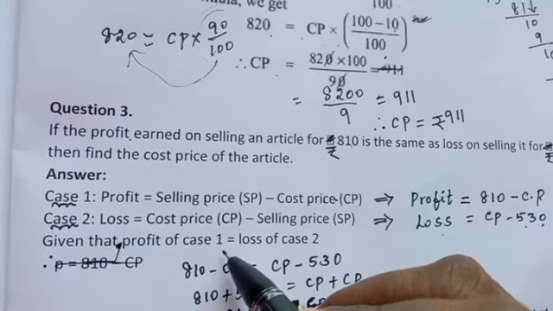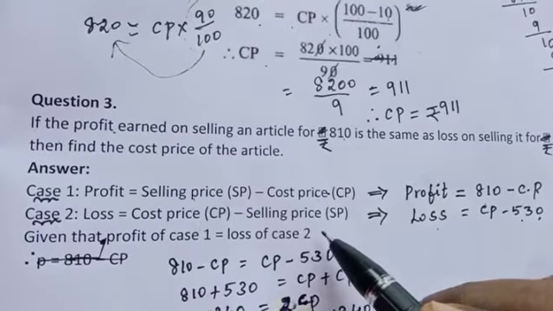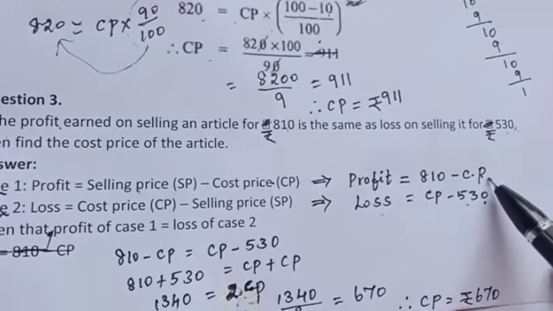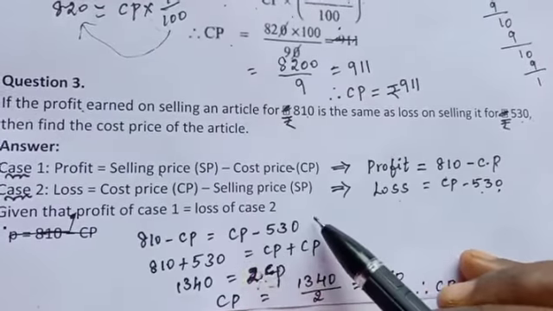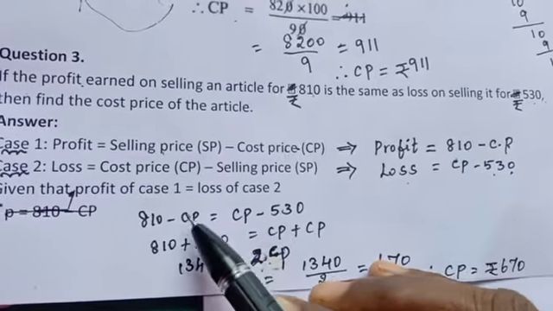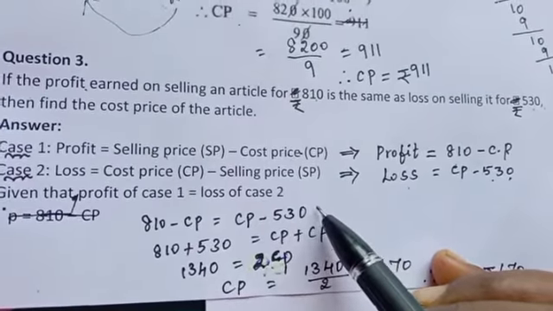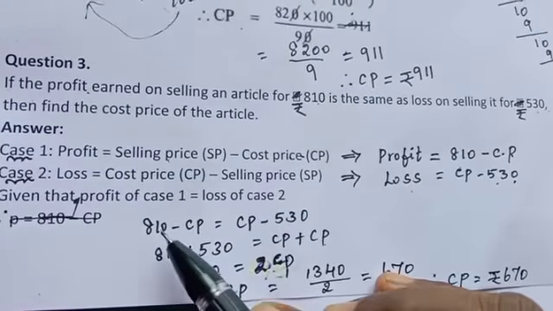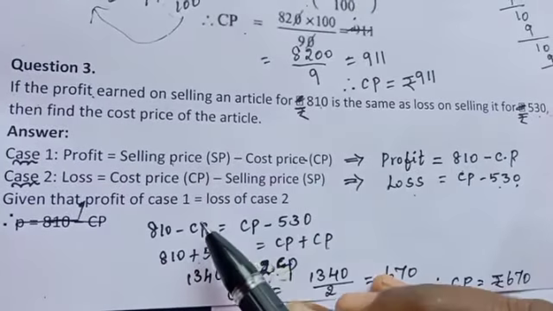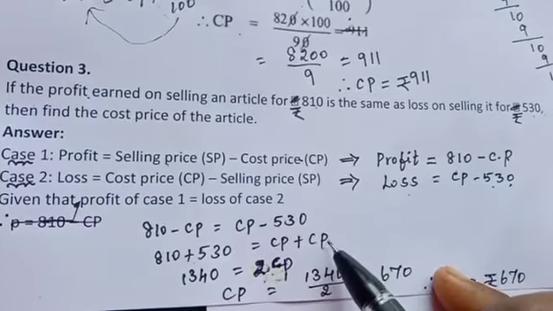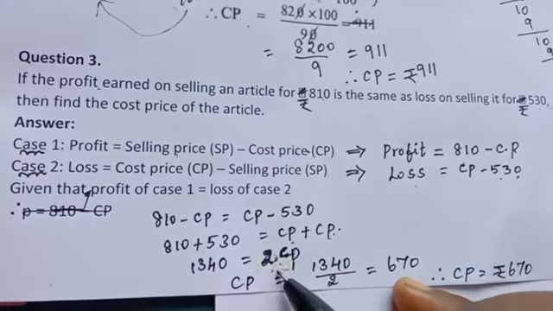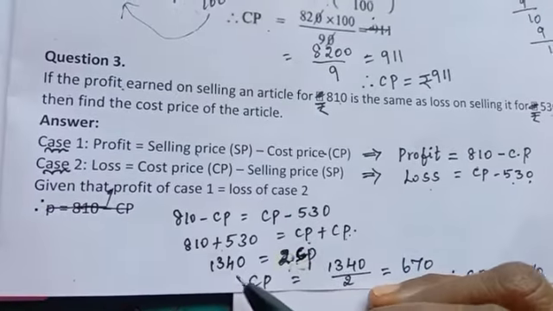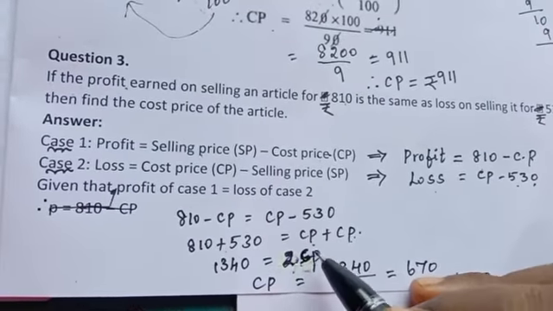What is given in the question? The profit of case 1 is equal to the loss of case 2. So profit is 810 minus CP, and loss is CP minus 530. You have to transpose this CP to the right hand side, so it becomes plus CP. This minus 530 moves this side, it becomes plus. So 810 plus 530, and CP plus CP, 2 times CP. Adding these gives 1340. We want to find CP.